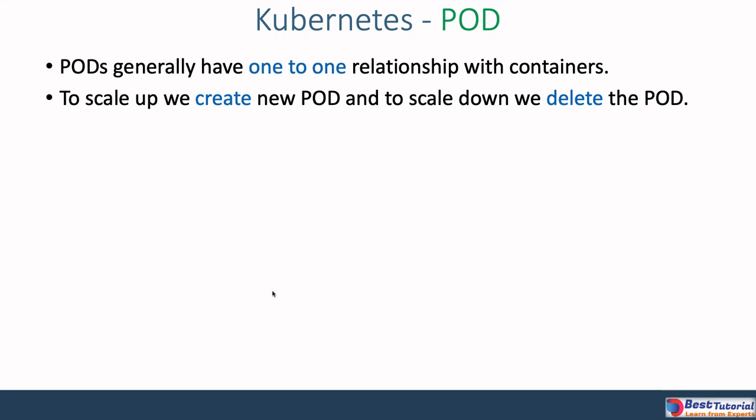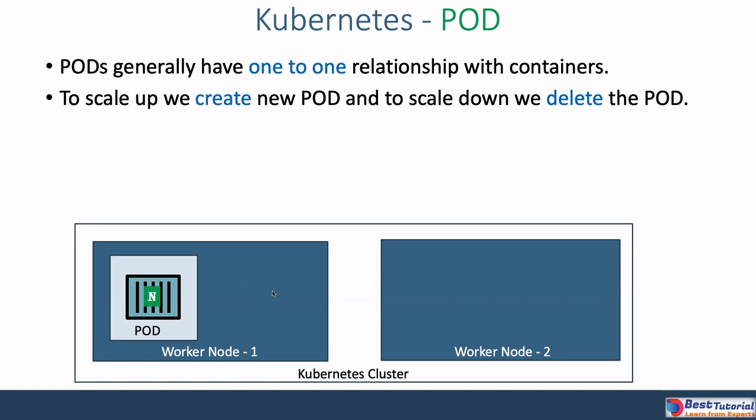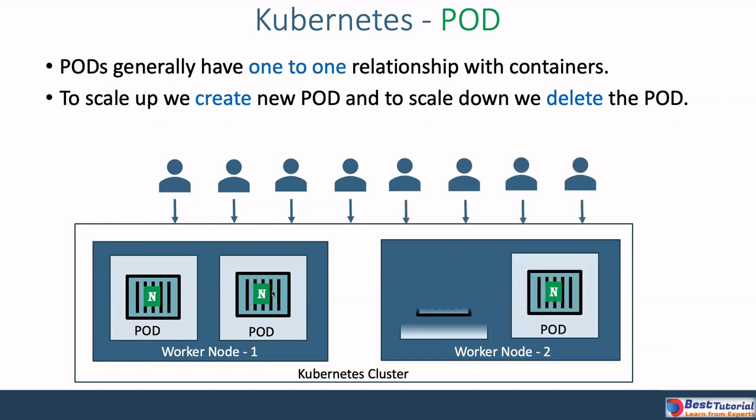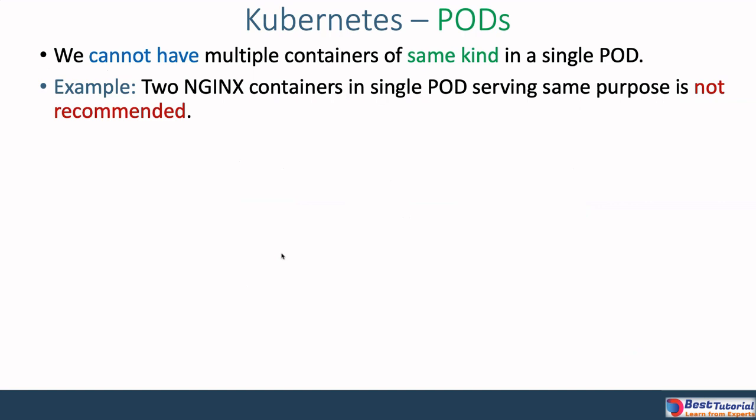Pods generally have a one-to-one relationship with containers. So here we have one pod in worker node 1, and some amount of traffic is coming to it. If our traffic keeps growing, we add new pods to scale our application like this. To scale up, we create new pods, and to scale down, we delete pods. So for our application, if the traffic keeps growing, we need to scale our application in the form of pods.